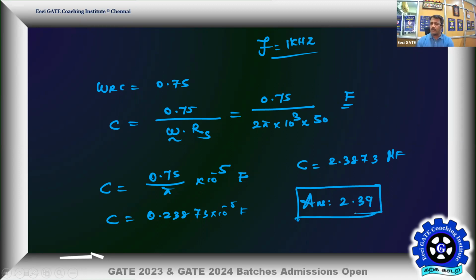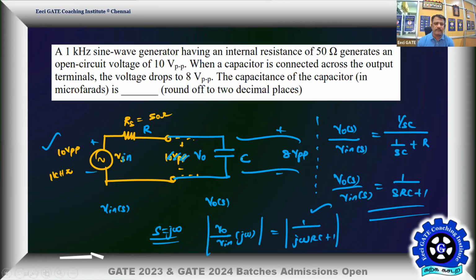A very simple problem. You have to find the transfer function between V0 and Vin and look for its magnitude. And with that, the only one unknown is the capacitor, a simple RC low pass excited by 10 volt peak to peak, and the frequency at which it is falling to 8 volt peak to peak is given. So the only unknown is the capacitor. So that's another interesting problem, an easy problem from instrumentation GATE paper.